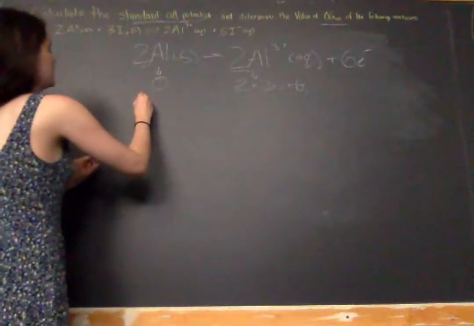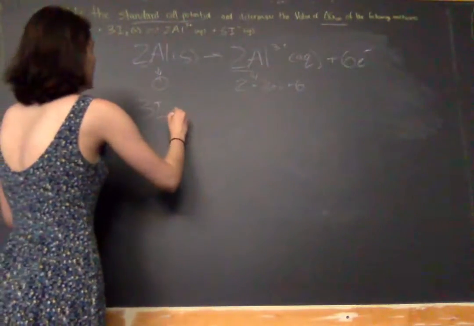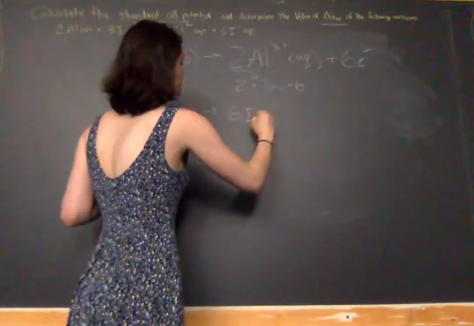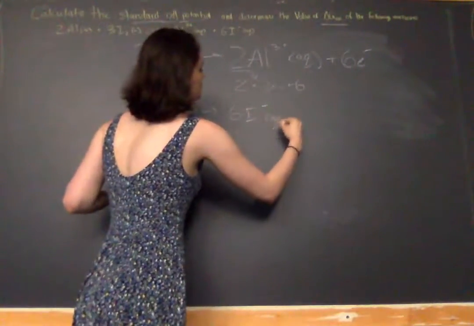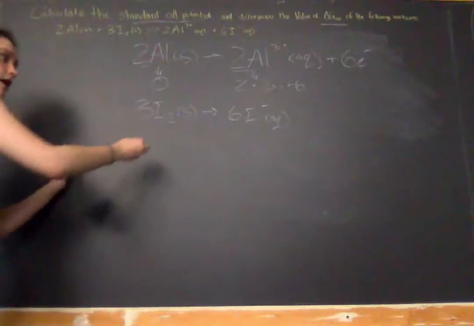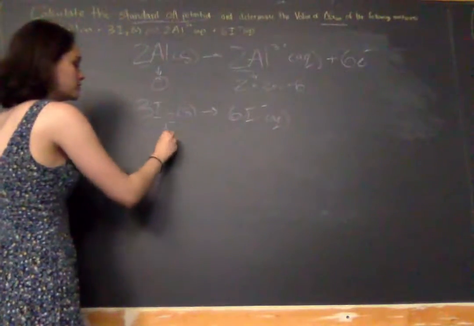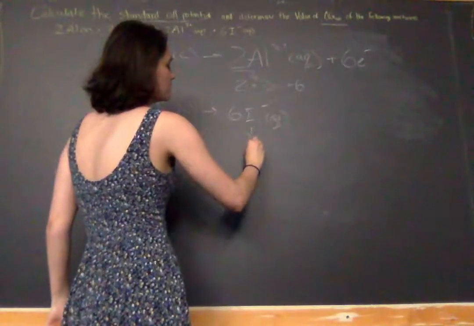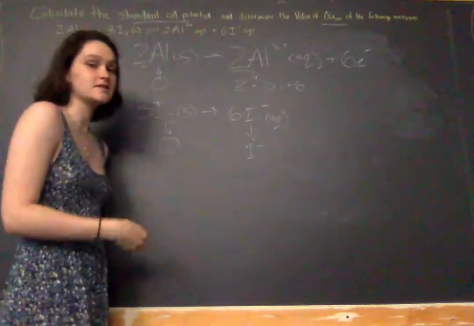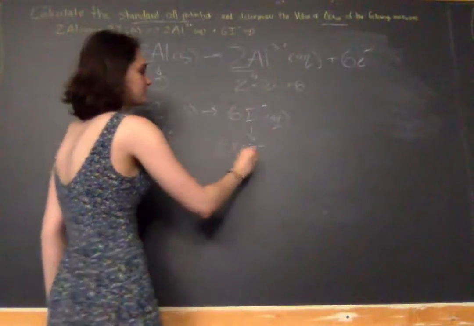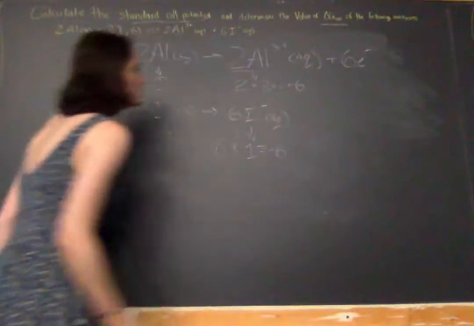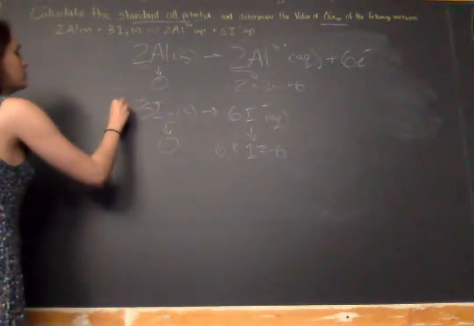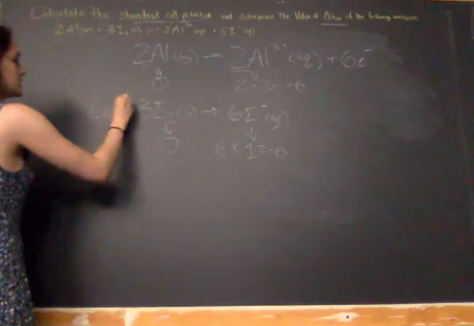All right, our next half reaction is 3I2 goes to 6I minus. All right, since this is in its natural form, this oxidation number is 0. This is negative 1, but since there's 6 moles, we're going to multiply it by 6, so we have negative 6. In order for the charges to be equal on both sides of the equation, we must add 6 electrons here.